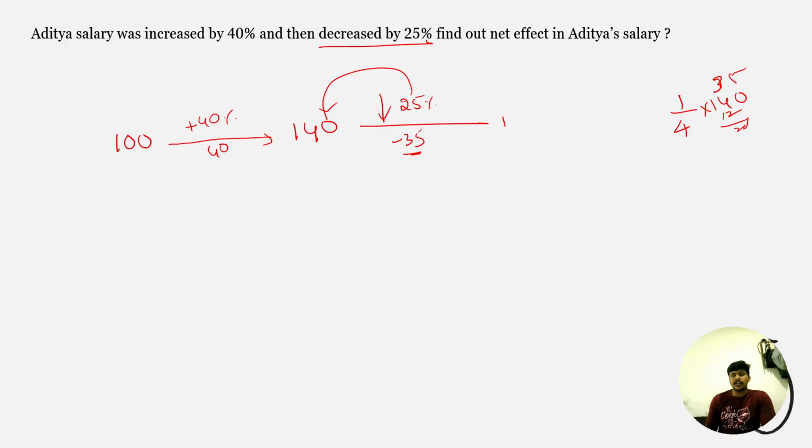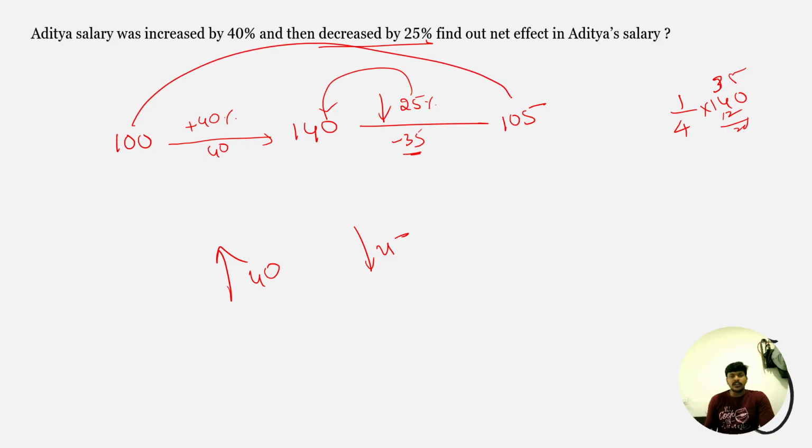Now what is the remaining salary? 105. So because of increasing it by 40 and decreasing it by 25, overall he got a net effect of 5% more. You can say his salary just increased by 5%, because initially it was 100, now it became 105. So there is a net increase of 5%. Do it like this, or you can use this formula: a plus b plus ab by 100.